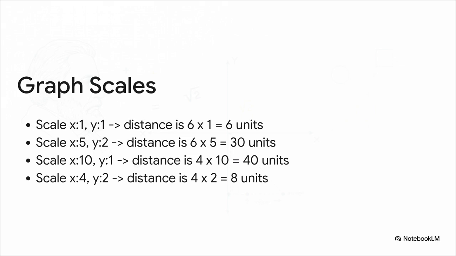But if the x-axis counts by 5s, a physical distance of 6 boxes means you have to calculate 6 times 5, giving you a true distance of 30 units. The same exact rule applies no matter what the scale is. If you're counting by 10s, 4 times 10 is 40 units. Counting by 2s, 4 times 2 is 8 units. Always check what the graph is counting by before you finalize your answer.